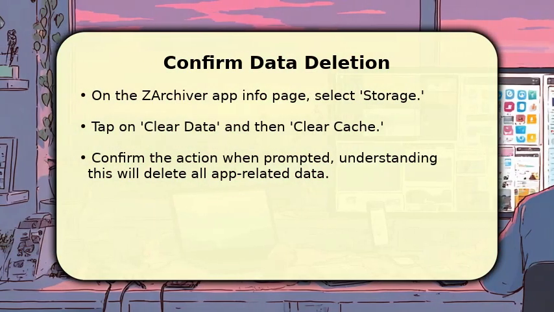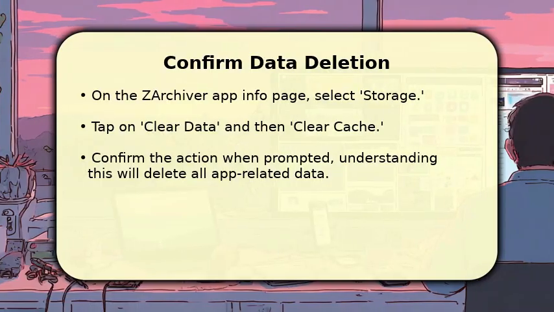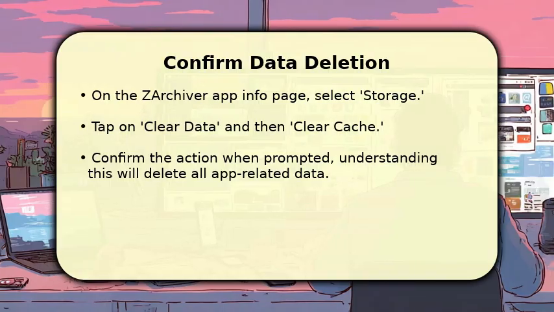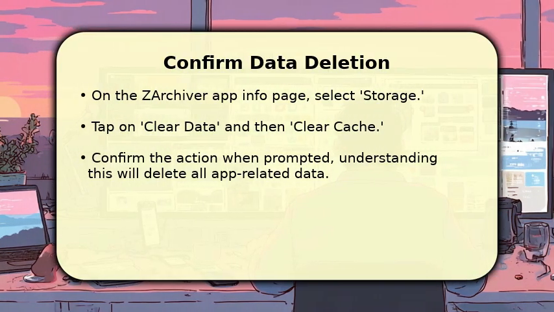On the ZArchiver application information page, you'll find several options. Look for and tap on Storage. Within the storage settings, you will see two distinct options: Clear Data and Clear Cache.